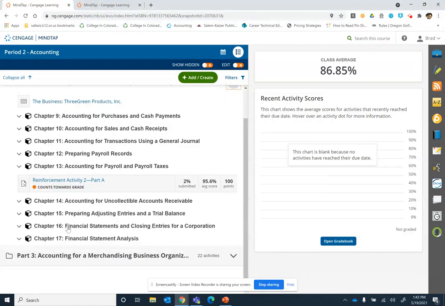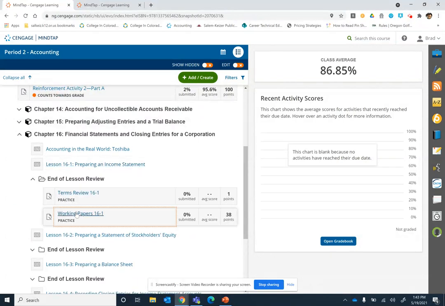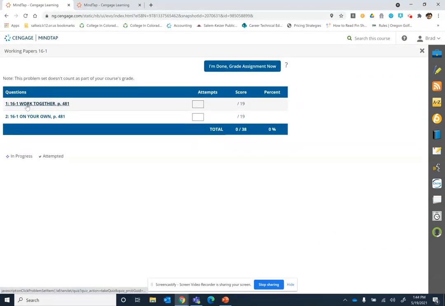Chapter 16 is financial statements and closing entries for a corporation. And then Lesson 16-1 is preparing an income statement. I'll go to the end of lesson review, to work papers, and I'll be completing the work for Work Together.